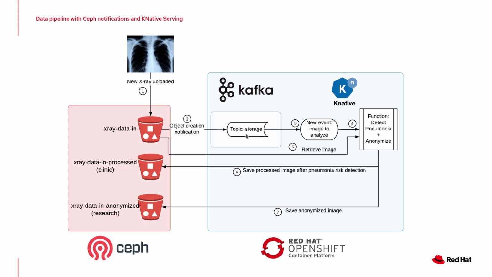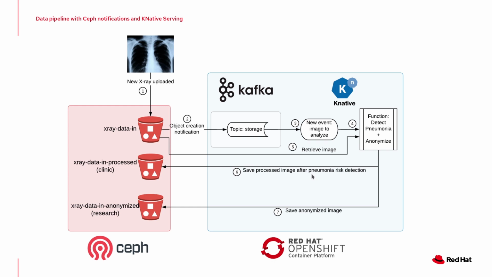As a subscriber to this topic, we have a KNative event. This event will itself trigger a KNative function that will do two things. First, detect the risk of pneumonia, and then anonymize the data. First, with the information that it gets from the message, it will retrieve the image from the bucket. It will use an image recognition algorithm to detect if there is a risk of pneumonia, assess this risk, and print it over the image, and then save the processed image to another bucket, which can be used by the clinic, by the clinical team.